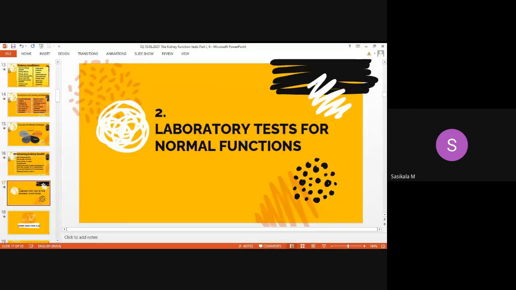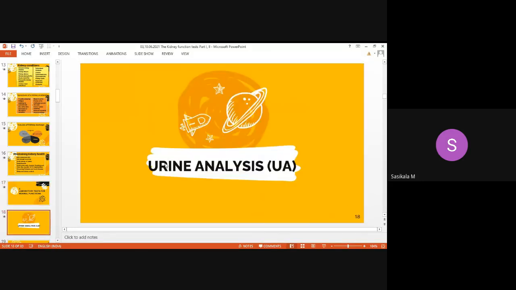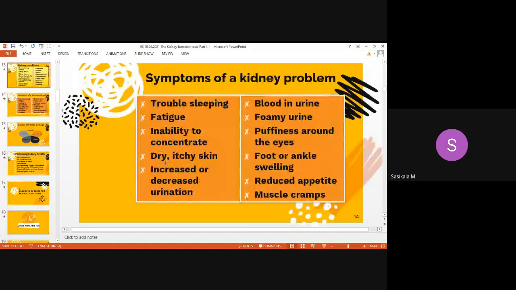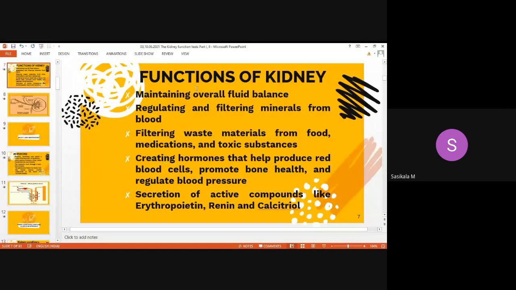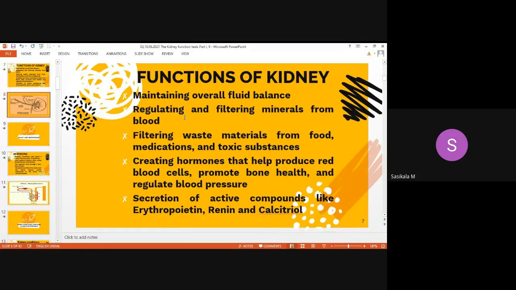So the laboratory test will be of three kinds. Clinical laboratory test: one will be qualitative, another one is semi-quantitative, and quantitative test, for knowing about normal functions of kidney. So hope you know what the normal functions are. It maintains overall fluid balance, regulating and filtering minerals from blood, filters waste materials, creating hormones. So fluid balance and pH balance in the body is maintained by kidney. So that is the normal function.